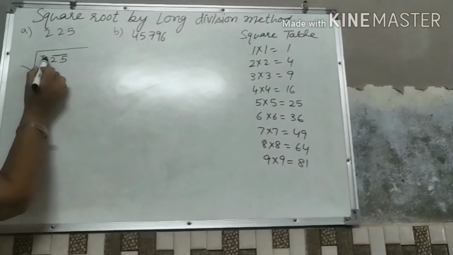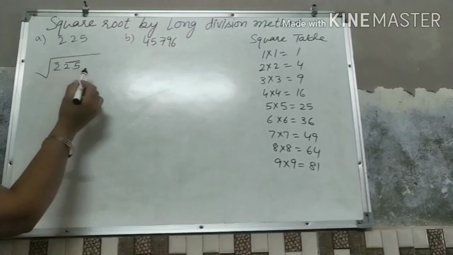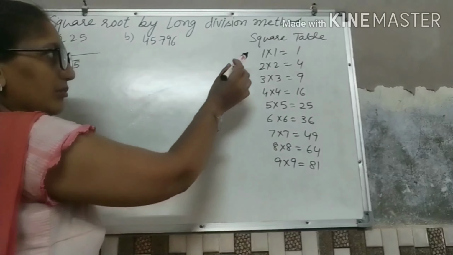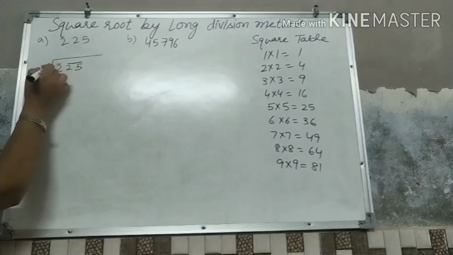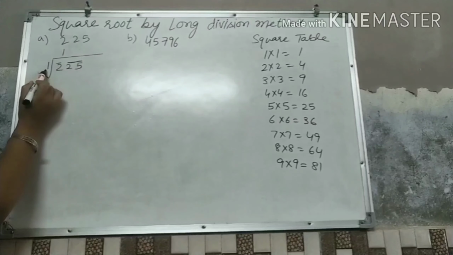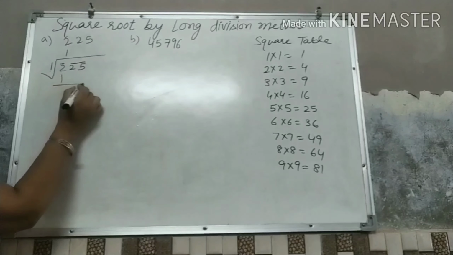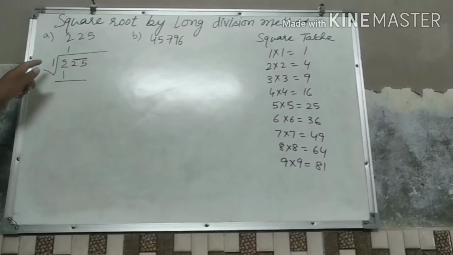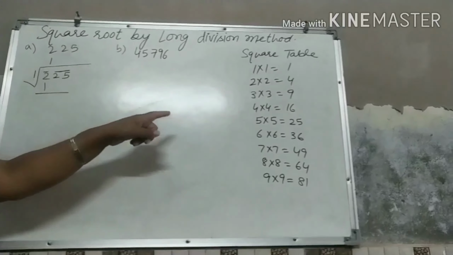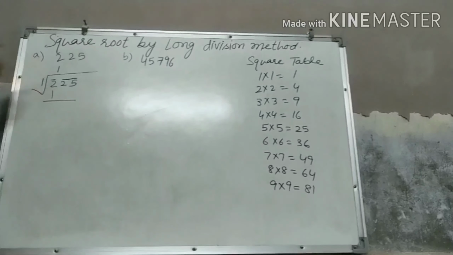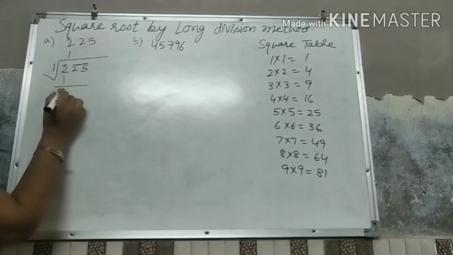Always you will solve the first pair from the square table. This is 2. Now you will check which number will come here from the square table. 1 ones are 1. So you always remember here that divisor and quotient should be equal. So in this method, first is make the pair. Then first pair you will solve from the square table and divisor and quotient should be same. Now we will subtract it. 2 minus 1 is 1.